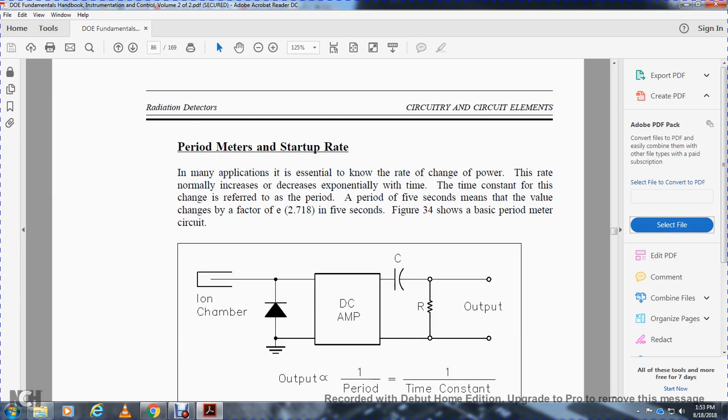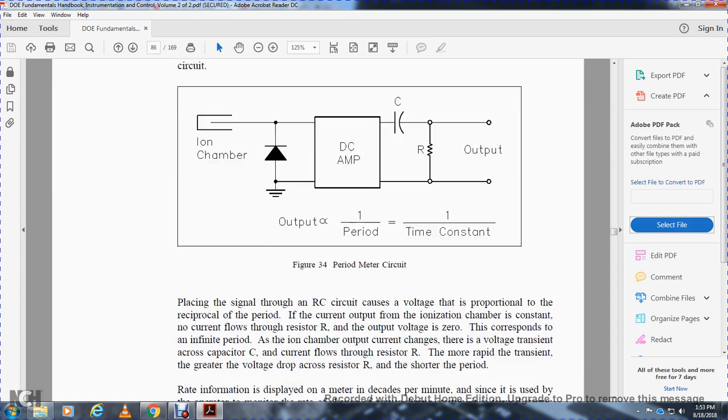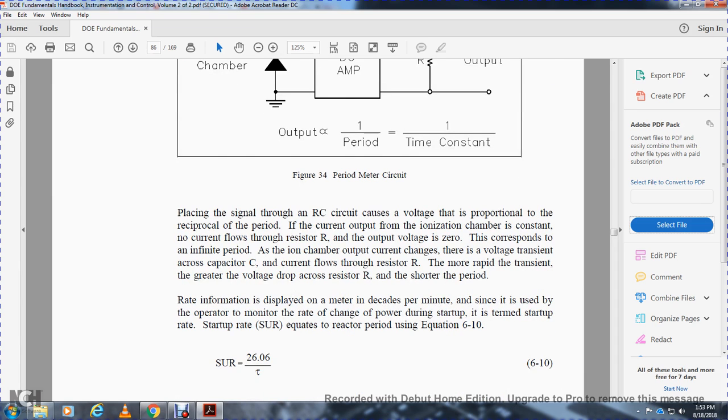The circuit has the ion chamber, the diode, the DC amplifier, capacitor and resistor, and the output voltage is equal to 1 over the period, that is, 1 over the time constant. Placing the signal through the RC circuit shows that the voltage is proportional to the reciprocal of the period. With no current flow through the resistor, the output voltage is 0, corresponding to an infinite period, and the output changes as the ionization current changes.